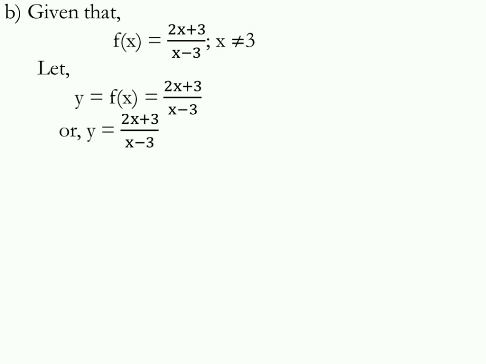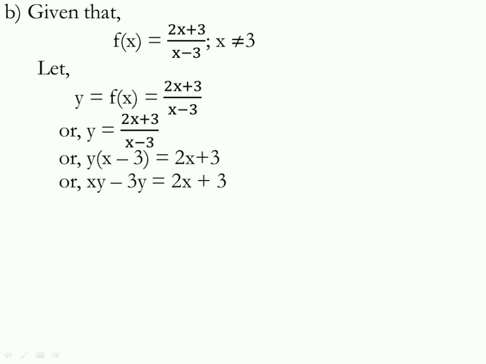Now the work is just to multiply this denominator with this y. That means we are doing cross multiplication. So y into (x - 3) equals 2x + 3. So what happens? x into y minus 3y becomes the left side, and on the right side it is unchanged. So xy - 3y equals 2x + 3.